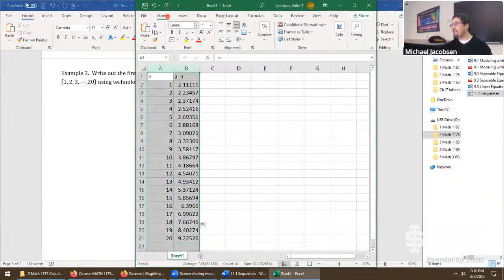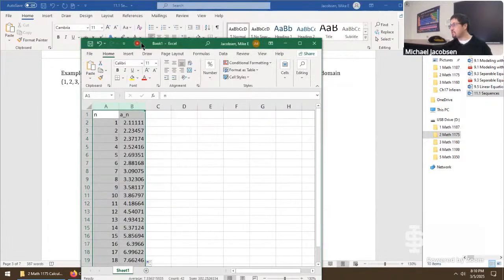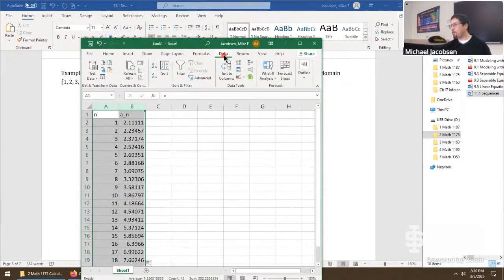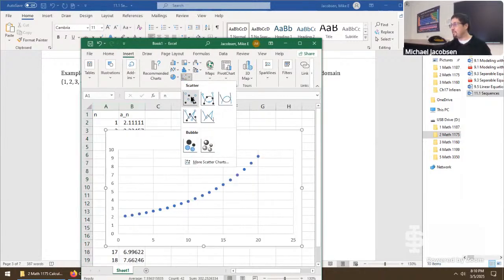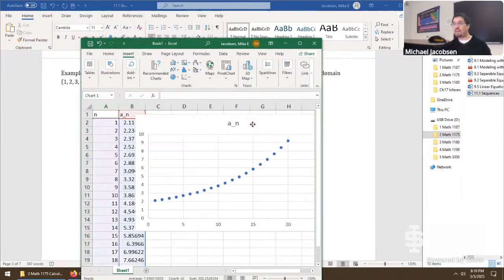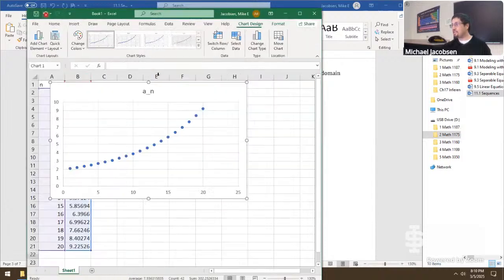Let's view it in a slightly different way. Let's take those two columns. I think data is where we want to go. And, oh geez, I think it's Insert, thank you. Insert, and there should be a decent one. There's the plot of our sequence.